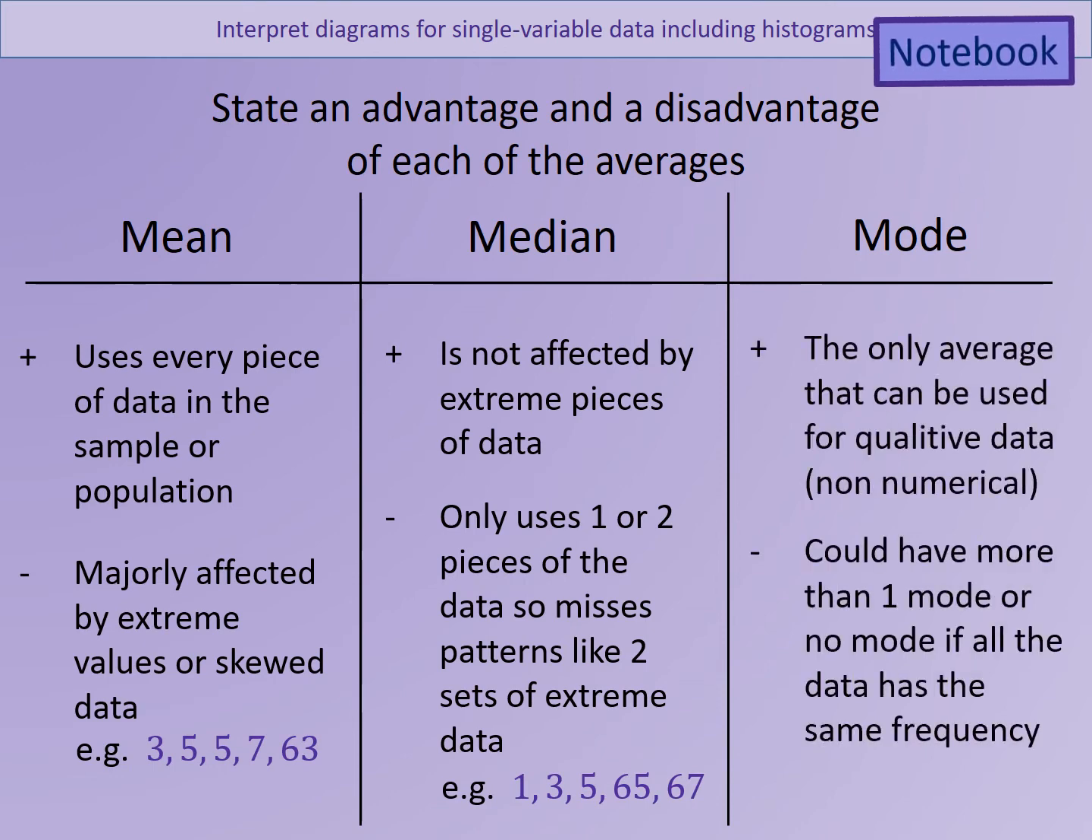And then the mode. An advantage here is it's the only average that can be used for what we call qualitative data, so things that are non-numerical. So if you asked people what their favourite colour was, then you could work out the mode for that data, so that's the only average that could be used. And a disadvantage is there could be more than one mode, or there may be no mode at all if every single piece of data is different. So if we had say 1, 2, 3, 4 and 5 as our data, then there would be no mode at all.